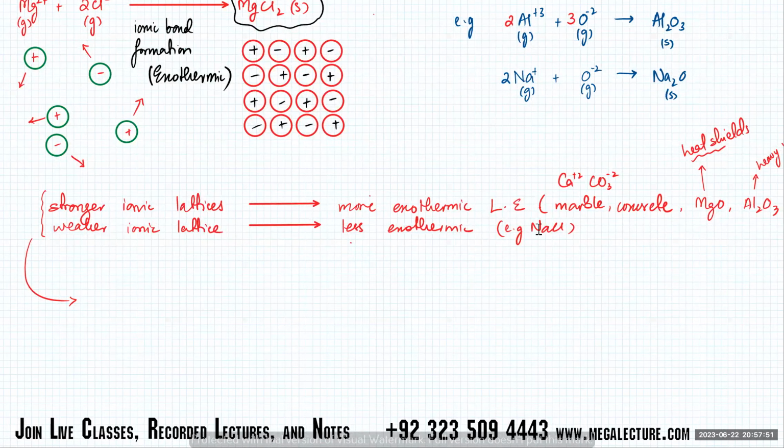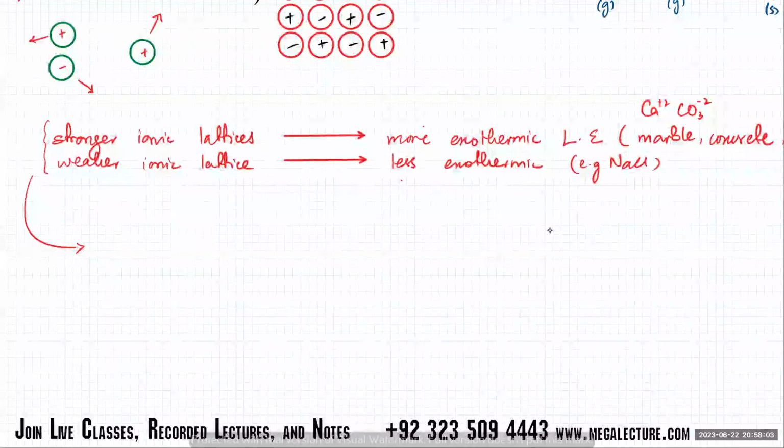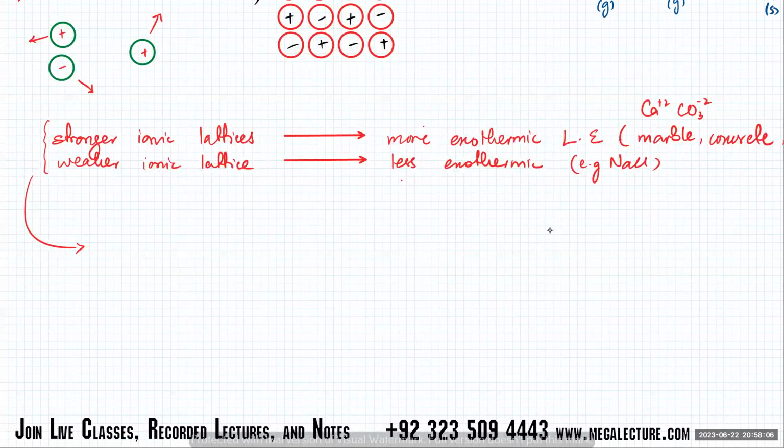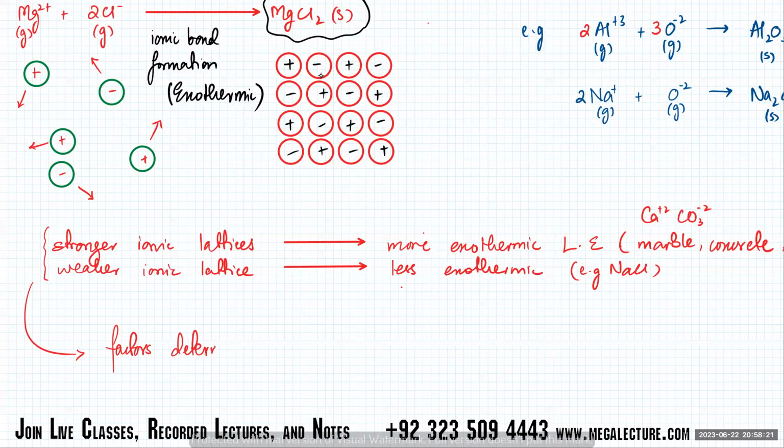What are the factors? Why is calcium carbonate stronger than NaCl? Well, what would the factors be? Why is NaCl weak, sir? Is it the charge on the positive cations? Okay, positive and negative ions, right? What's an ionic bond? An ionic bond is basically the attraction between a positive ion and a negative ion. So if you have a larger charge, okay, the factors that determine the strength of the ionic lattice.